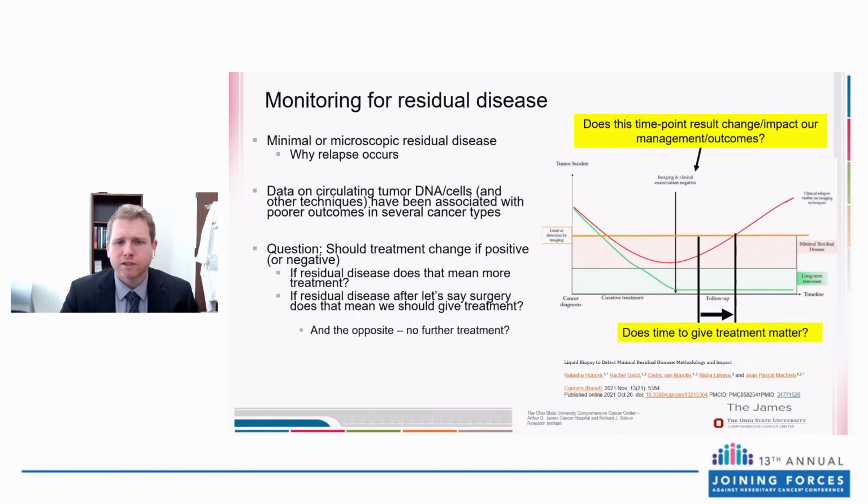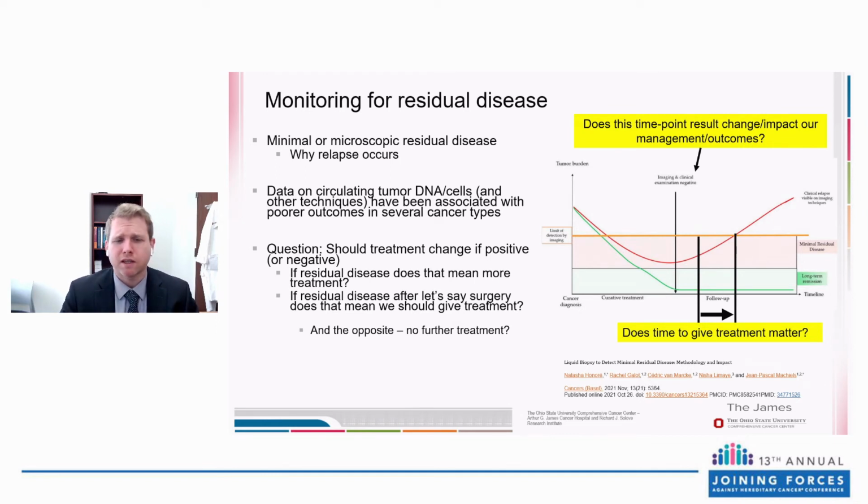So monitoring for residual disease is an application that we're excited about within liquid biopsies. So minimal or microscopic residual disease, things I can't pick up clinically, are probably why relapse or recurrence occurs. And there's data on circulating tumor DNA or circulating tumor cells, so liquid biopsies, that have been associated with poor outcomes in several cancer types. So we know if you start off with more circulating tumor DNA, you probably had a higher tumor burden to begin with, and those can be more challenging to achieve cure on.